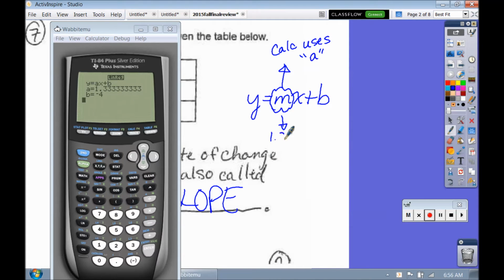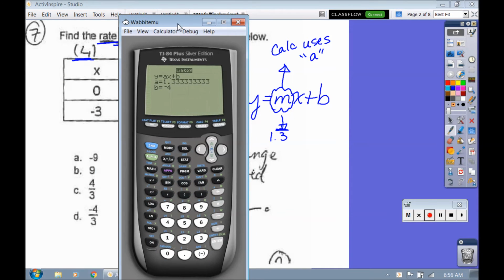Now again, they do not use the letter m. The calculator uses the letter a, and I say they, we'll just say the calculator people. So go through, find the one that's positive 1.3 repeating. It's 4/3.